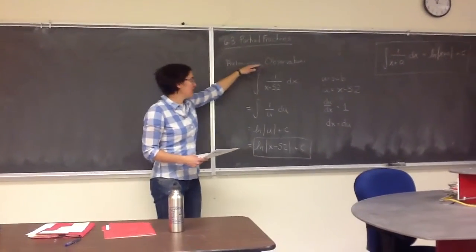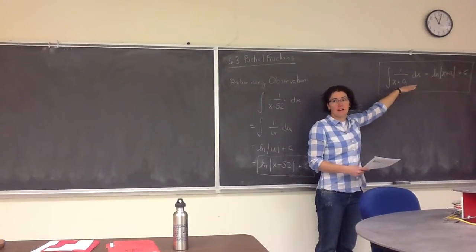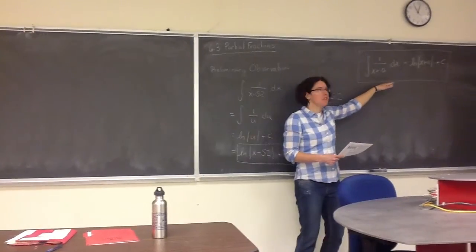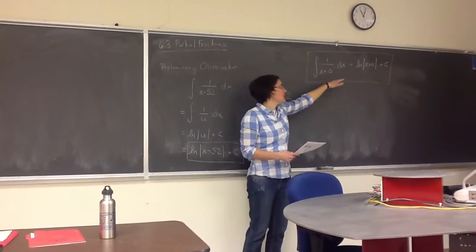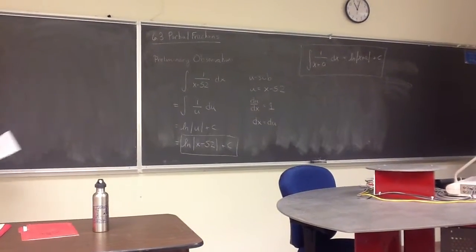Observation means that every time we see something in the form 1 over x plus a dx, we can totally skip the u substitution, and we know that our antiderivative is natural log of x plus a. Okay, so that's going to be helpful in this section.